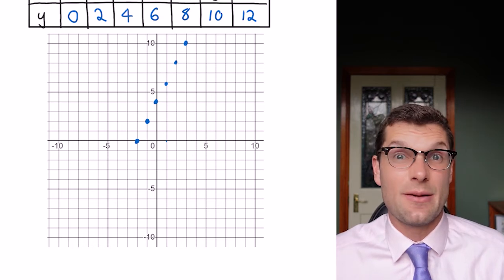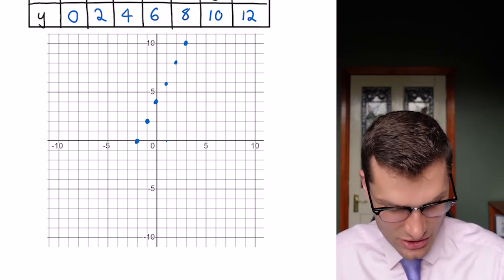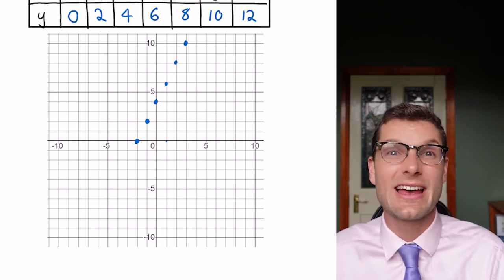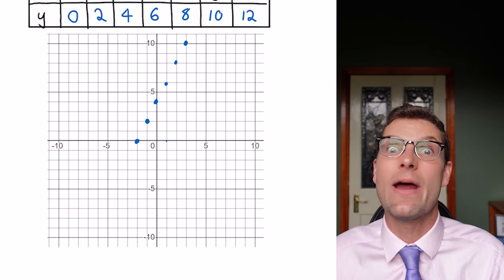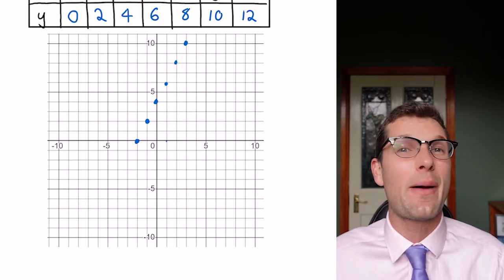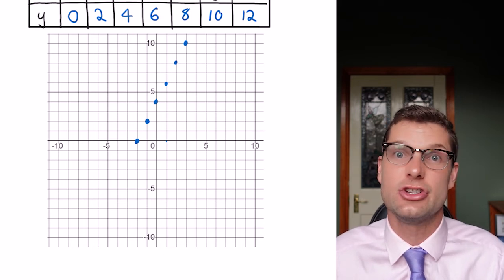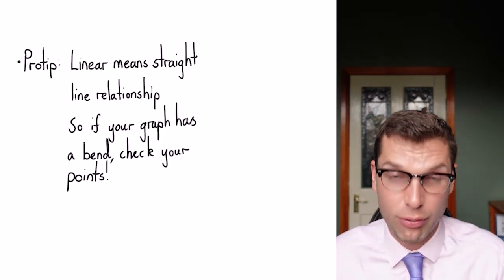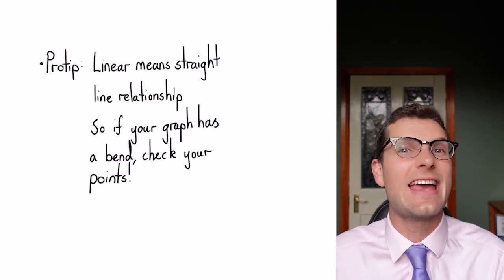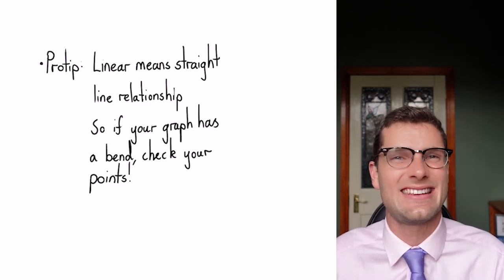So you might be able to see something very easy with these linear relationships. It just looks like it's a straight line. And that's always going to happen. Because we're saying it's a direct relationship, when x moves, y moves in the same fashion always, this pattern's just going to repeat itself for every single linear relationship you get. So the big pro tip is linear actually means straight line. So if there's any bends in your graph, it means you've placed one of your points incorrectly.